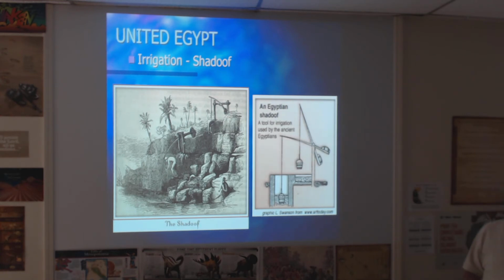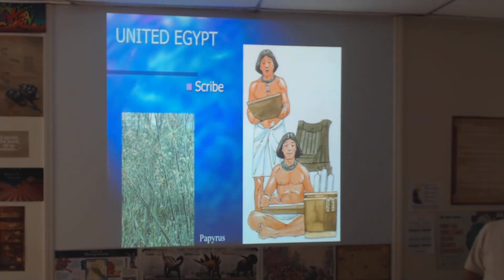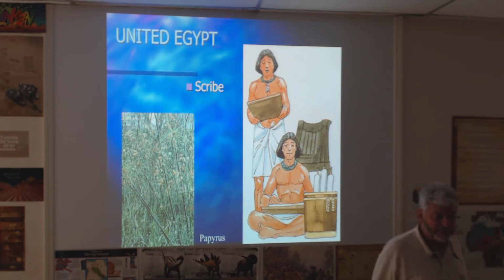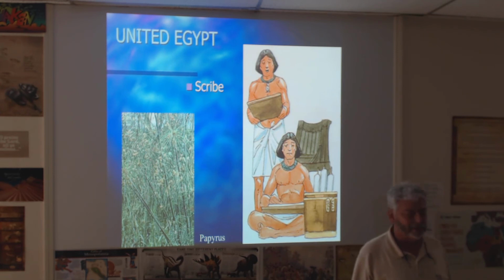Another aspect of Egyptian culture was the growing of papyrus. What was papyrus used for? To make scribes. So you take the papyrus and you build a person. The stuff they write on, what do we call that? Paper. Yes. We get the word paper from papyrus. You see the relationship?